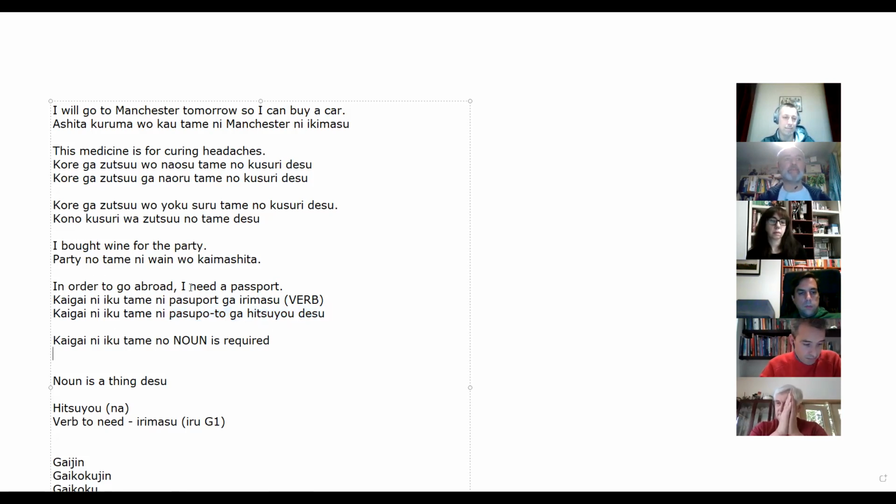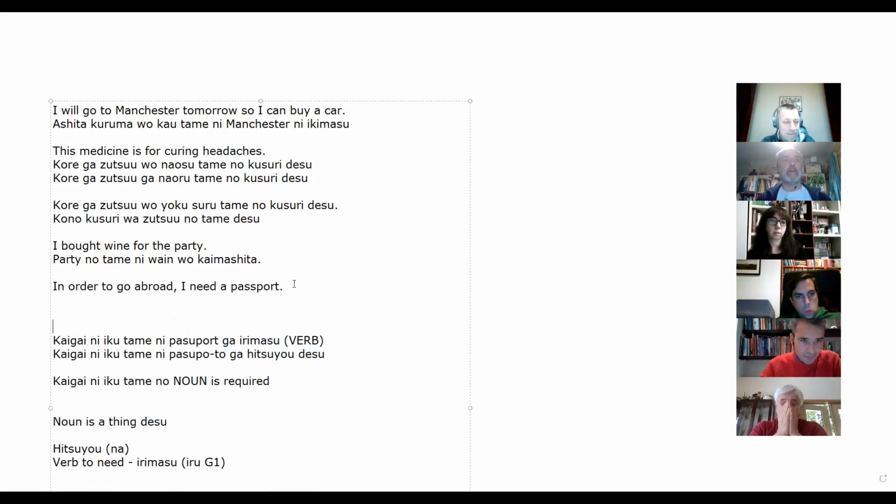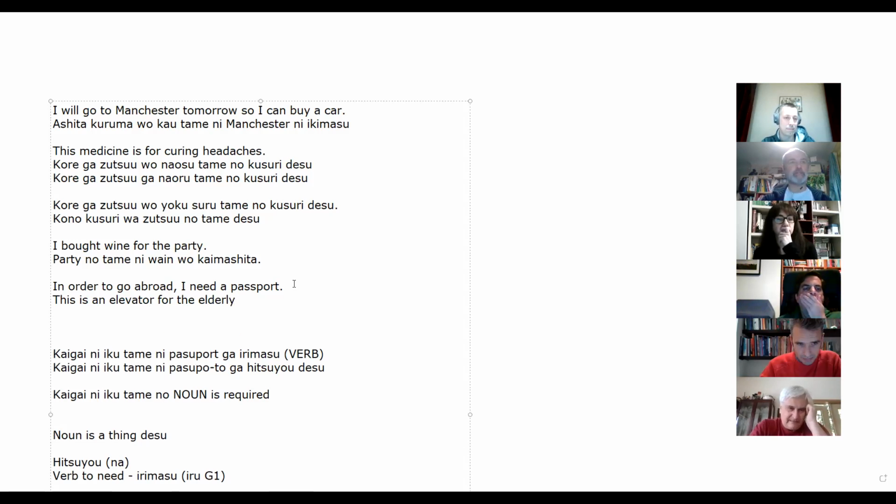I mean, you can see that, for example, in order to go abroad, I need a passport. You can see this is different too. This is an elevator for the elderly. Well, let me just restructure this. For the elderly, for the benefit of the elderly, excuse me, this is an elevator.